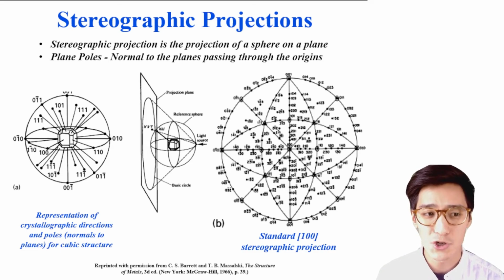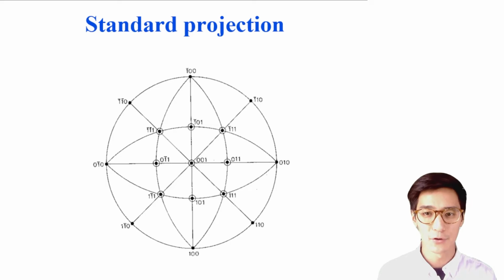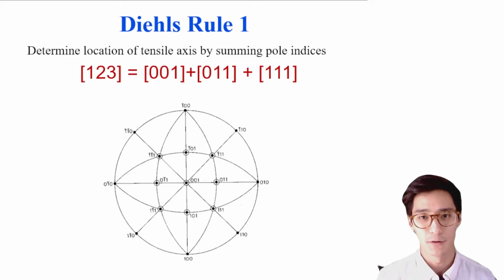A simpler version for only FCC can be shown here, showing the 111 and the 110 family of directions and planes. We can use this to predict the active slip systems under an applied load. The procedure for doing this is known as Diehl's Rule. First, we determine the location of the tensile axis by summing the pole indices.